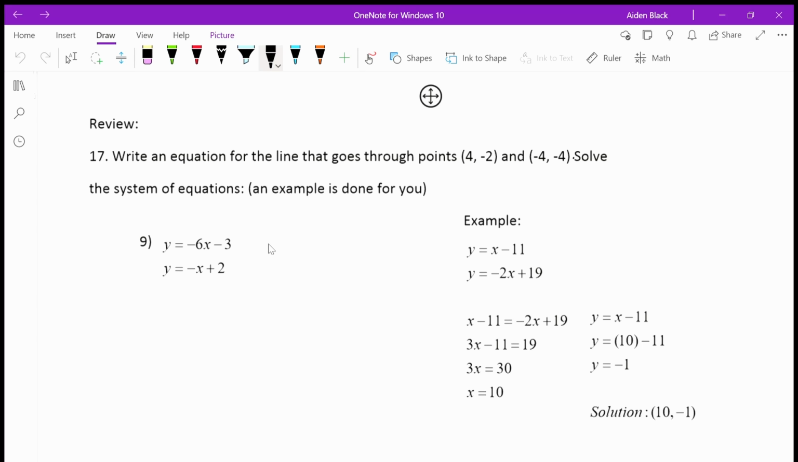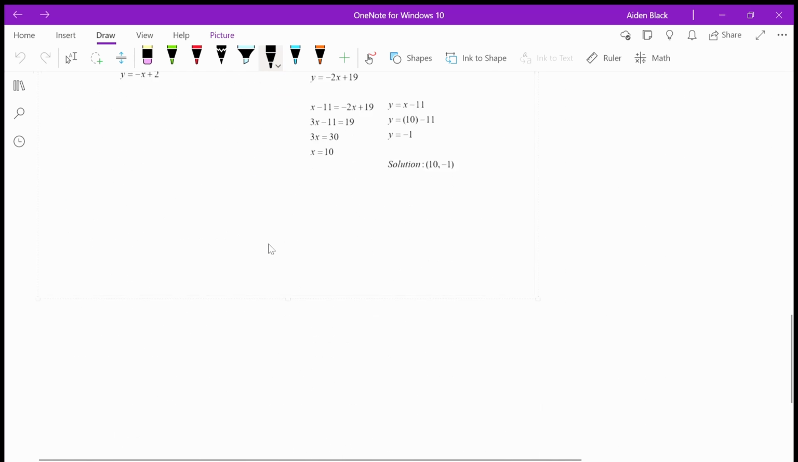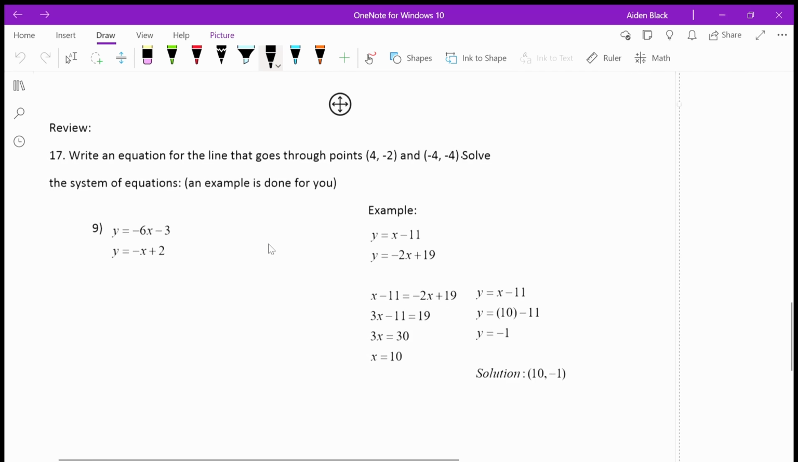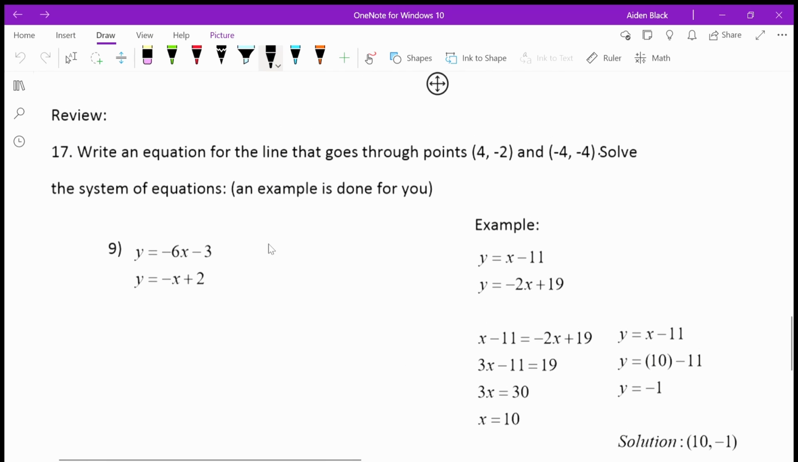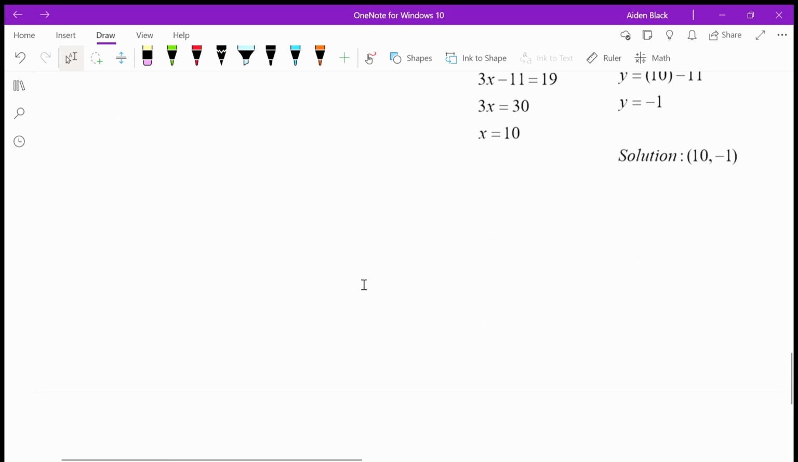Alright, so I wanted to talk about this question on the homework. Is that 4.1, 4.2? The very end. Right here we actually have two different questions going on. The first one is write an equation for the line that goes through these 2 points. Period. That's the first question. So what I'm going to do is screenshot this and we'll work through this real quick. And then we'll come back and we'll solve the system of equations, the second problem.